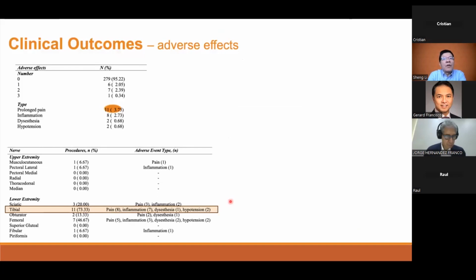As for the outcome from our review, in more than 95% of the procedures there were no adverse effects. About 3.7%, or less than 4%, of the procedures caused some prolonged pain, and seizure only occurred in 2 procedures out of almost 300. For the nerves, phenoneurolysis to the tibial nerve and its branches caused the most side effects, in 11 procedures, but there were few side effects in other nerves.